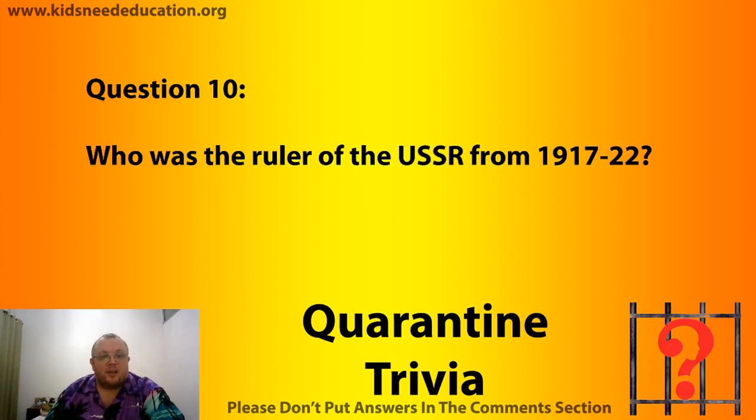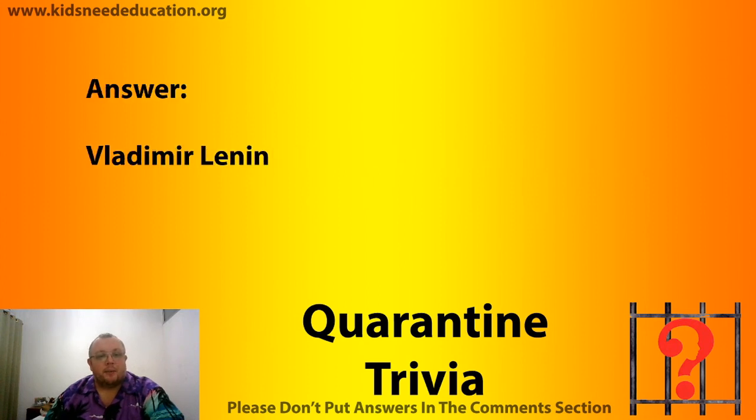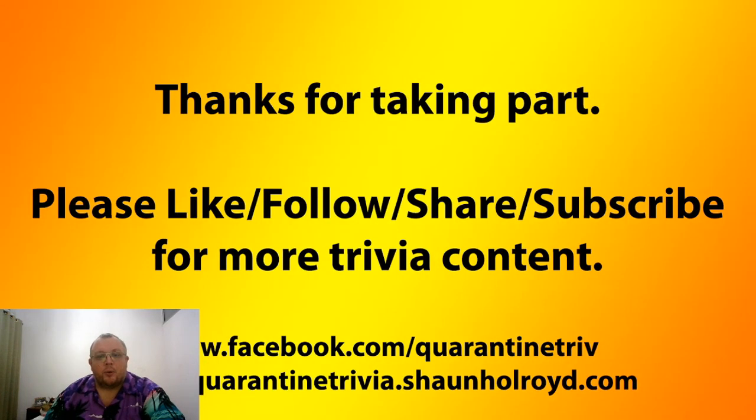And question number 10, who was the ruler of the USSR from 1917 to 1922? That was, of course, Vladimir Lenin. Lenin, not Lennon. Lenin.